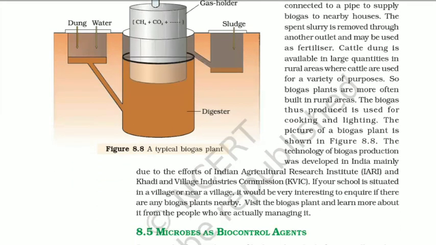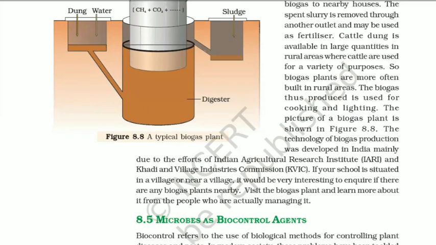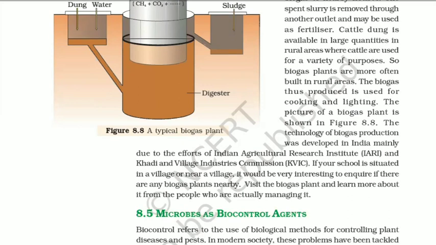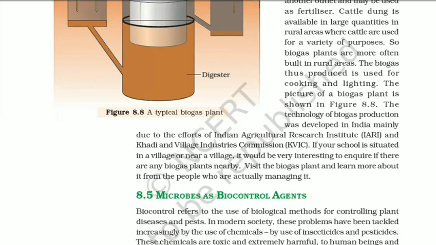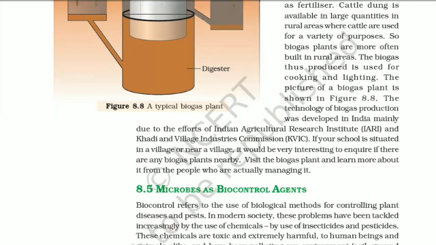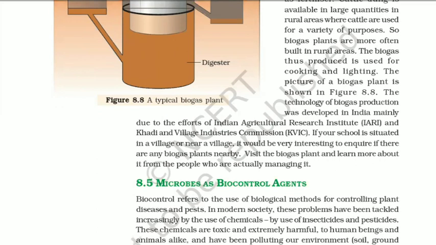Cattle dung is available in large quantities in rural areas where cattle are used for a variety of purposes. So biogas plants are more often built in rural areas. The biogas thus produced is used for cooking and lighting. The picture of a biogas plant is shown in figure 8.8.